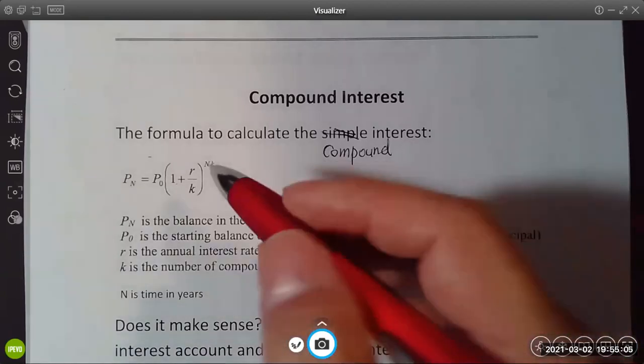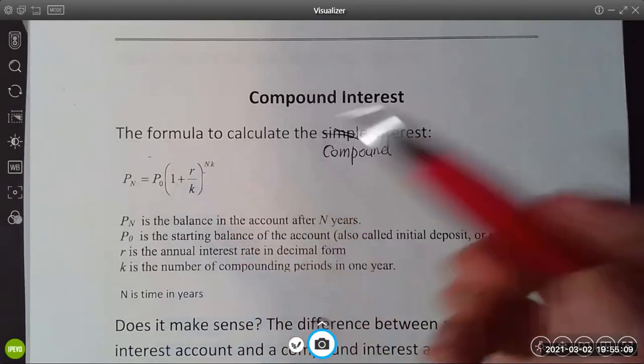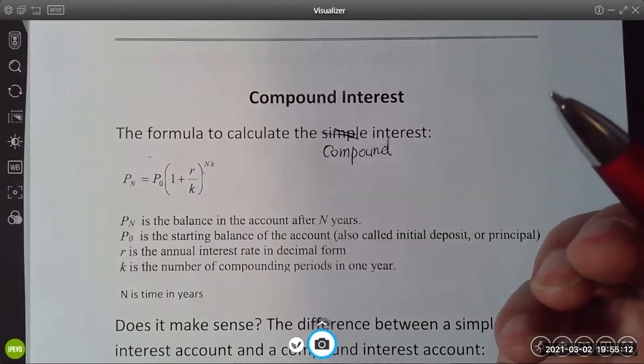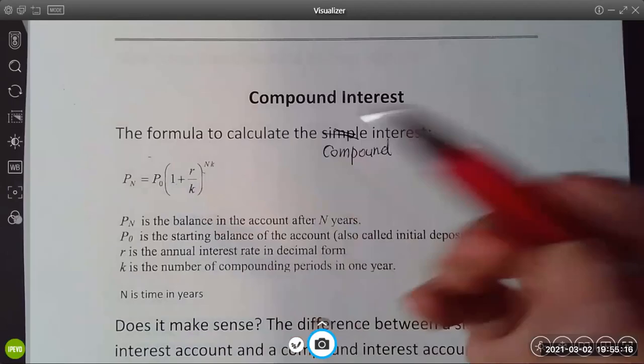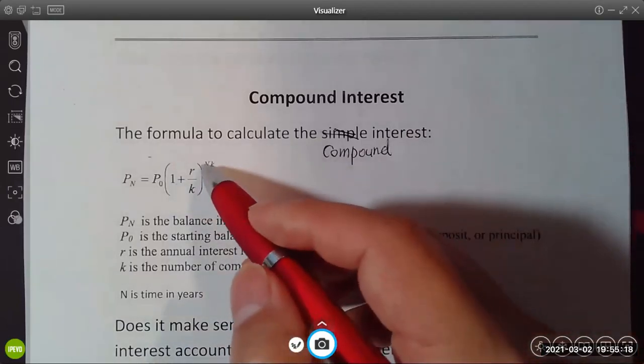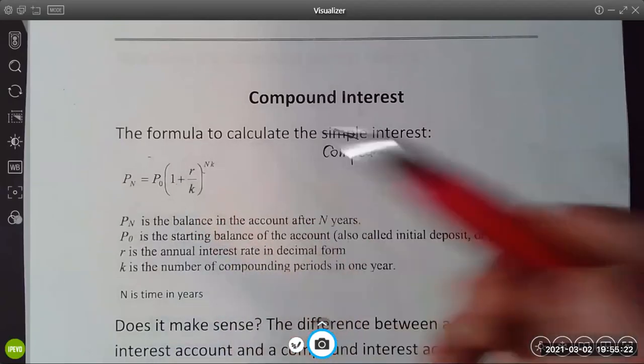And on the top, in this exponent part, n represents the time, but it has to be in terms of years because this interest rate is in terms of years, an annual rate. So n is time in years. And the K is the same K in here.